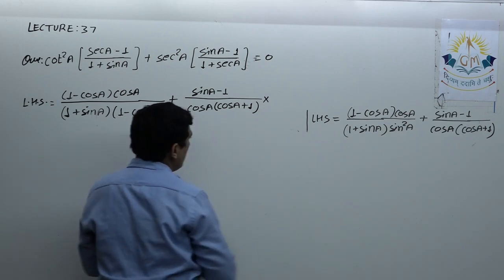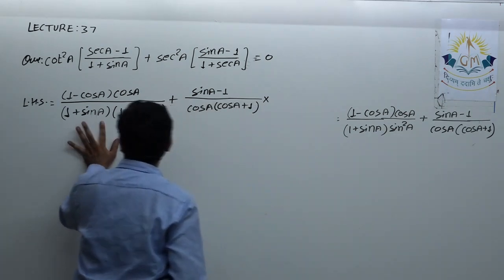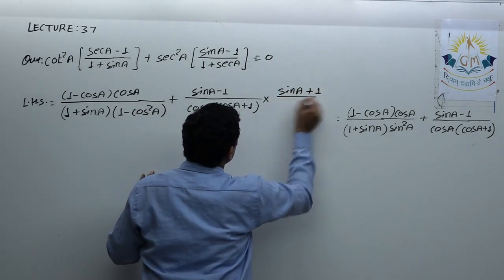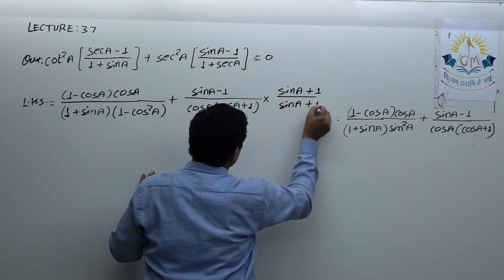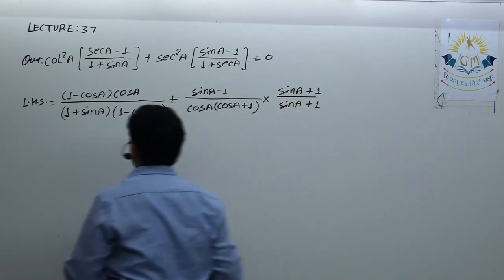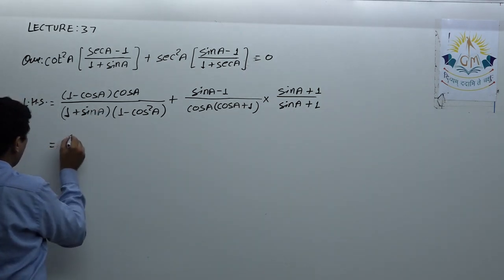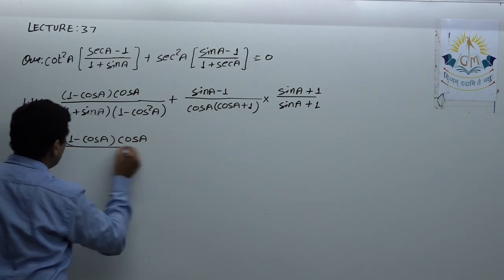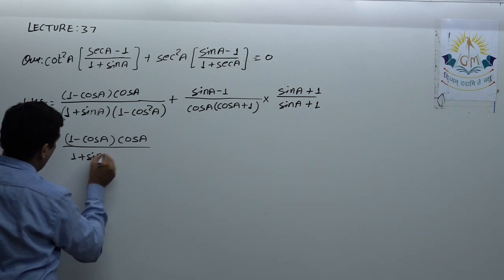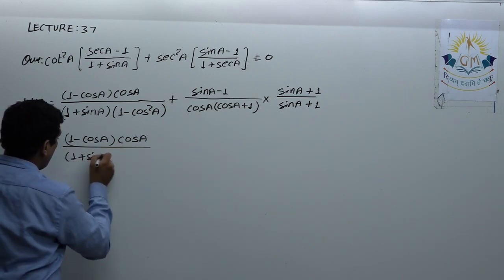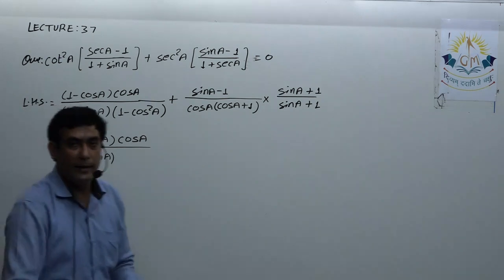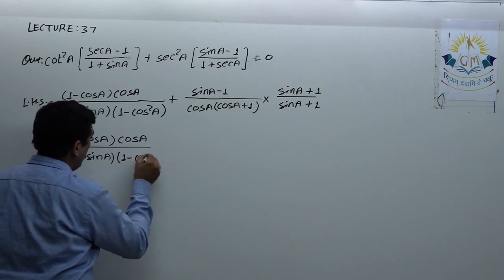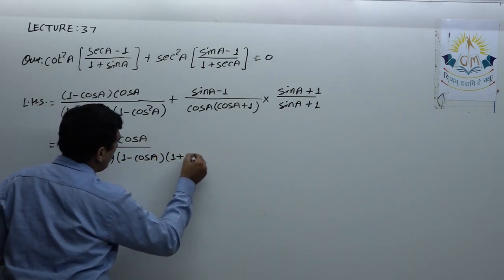Now here I will rationalize the numerator actually. See, here I need 1 plus sin A in the denominator. So I'll multiply the numerator and the denominator by sin A plus 1. So here further I can write 1 minus cos A as it is, multiplied by cos A as it is. Here it is 1 plus sin A as it is. This 1 minus cos square A, here I can apply the identity of A square minus B square. So I can write 1 minus cos A into 1 plus cos A.